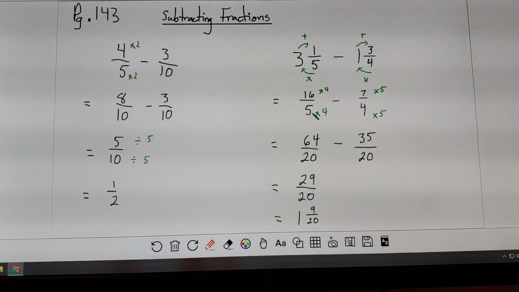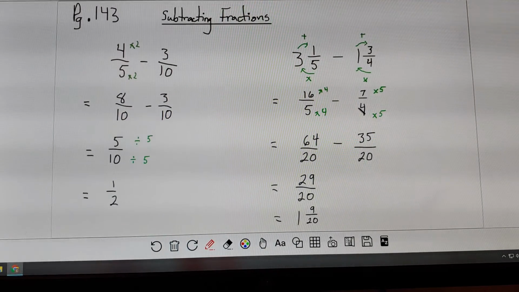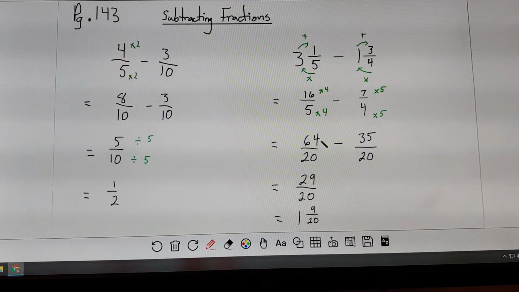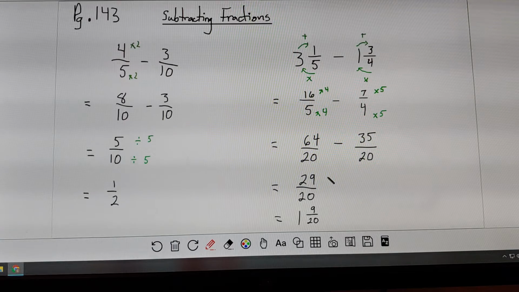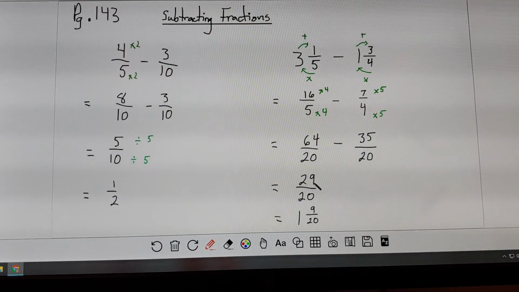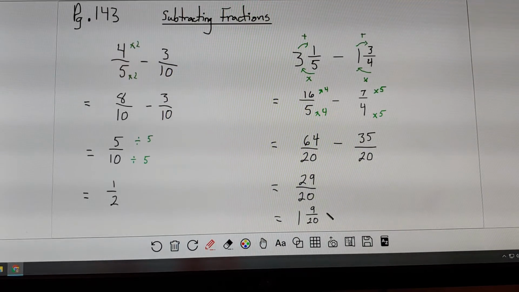Now, common denominators by multiplying them together. So I'm going to multiply this whole fraction by 4, this whole fraction by 5. We get 64/20 and 35/20. Subtract the numerators, 29/20. How many groups of 20 fit into 29? Well, one whole group of 20. And after we take 20 out of it, I have 9 left over.